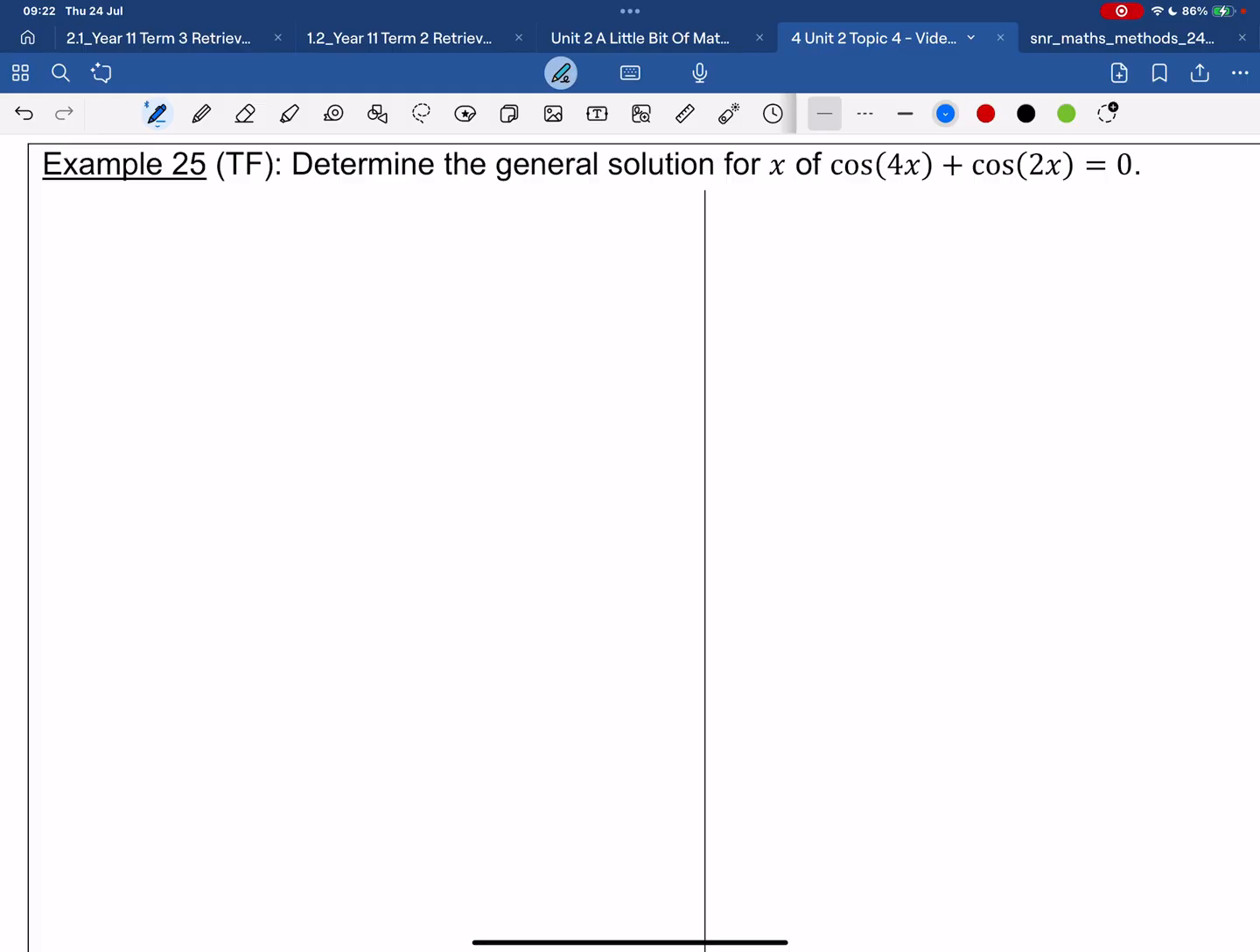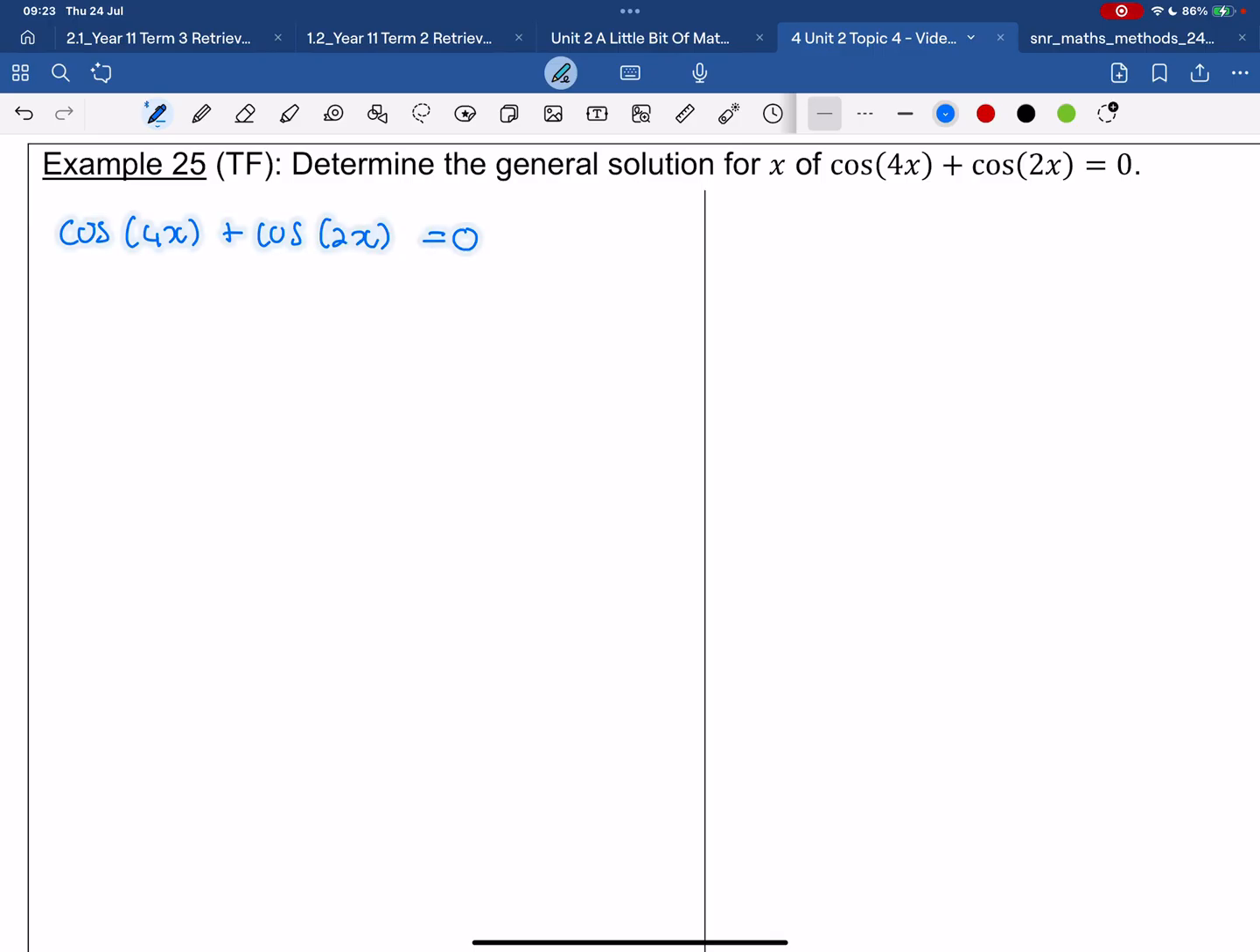If I can get this to go from a sum to a product, maybe then I can use my null factor law with my two different angles, similar to the example we did a few examples back, and I can get my multiple solutions. So maybe we should try something like that. So what I've got is cos of 4x plus cos of 2x is equal to 0.